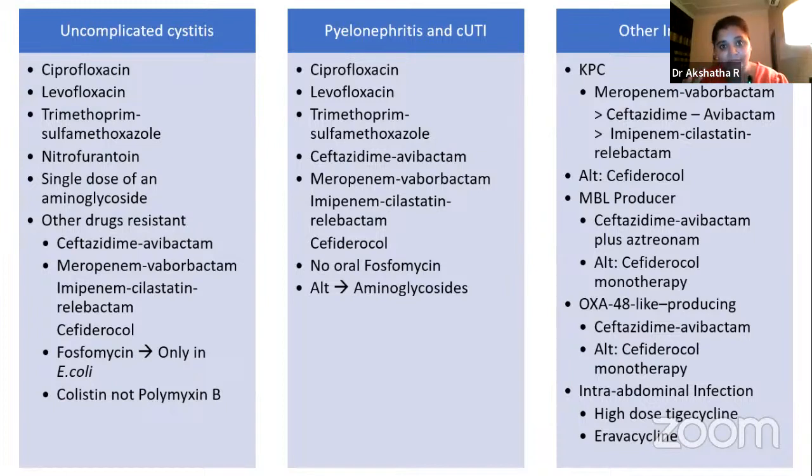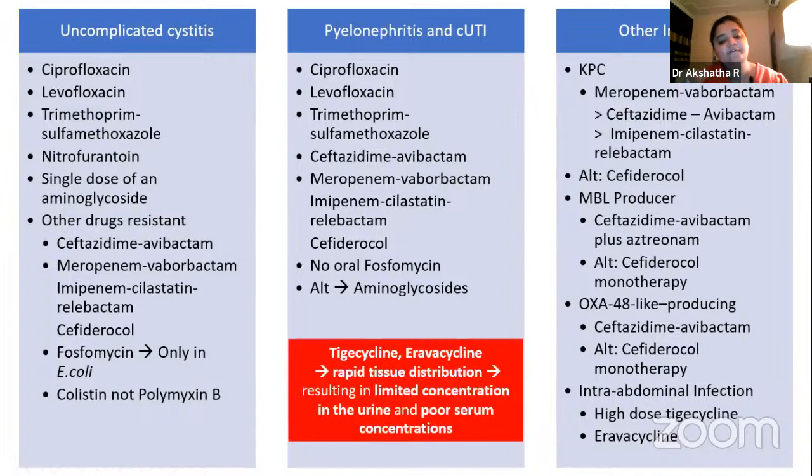So in bloodstream infection and urinary tract infection, avoid these two drugs because these two drugs have very rapid tissue distribution and hence limited concentration in your urine as well as your serum. But it is a very good drug if there is intra-abdominal infection. And in that situation you can use tigecycline or eravacycline.